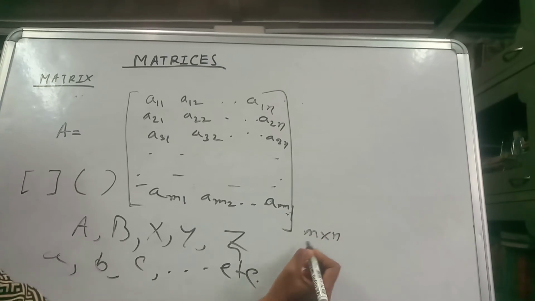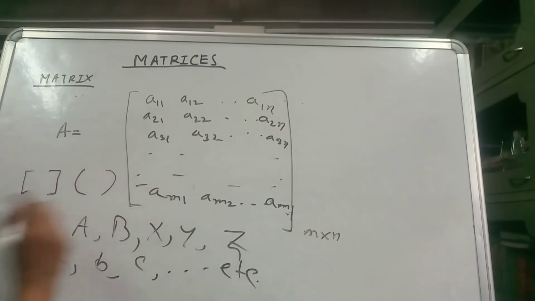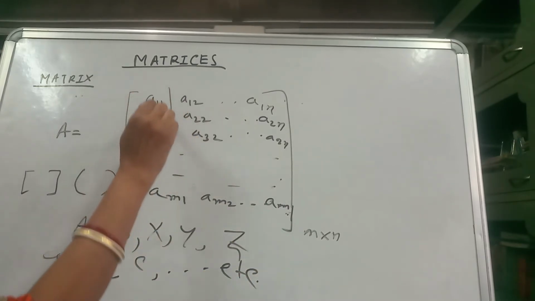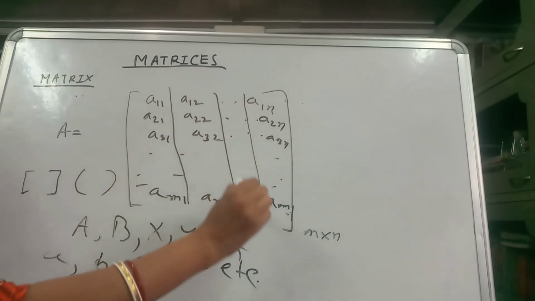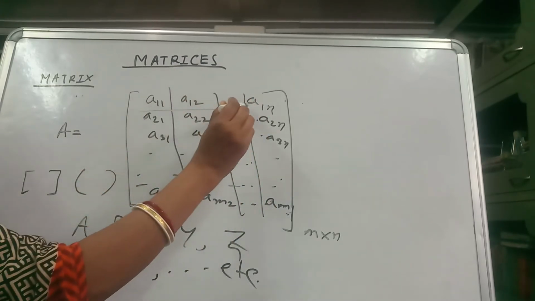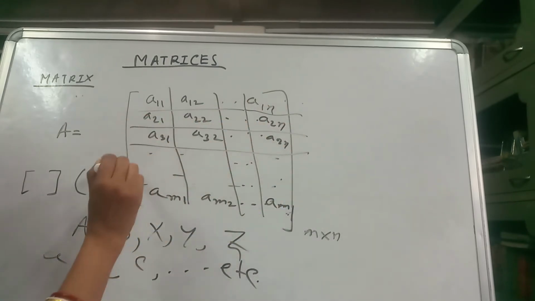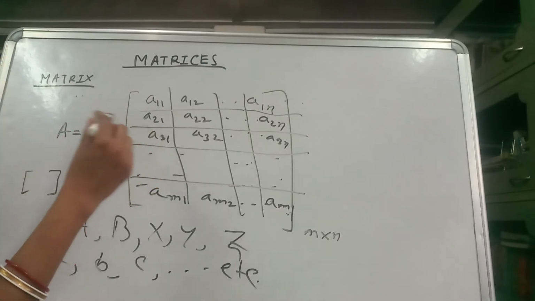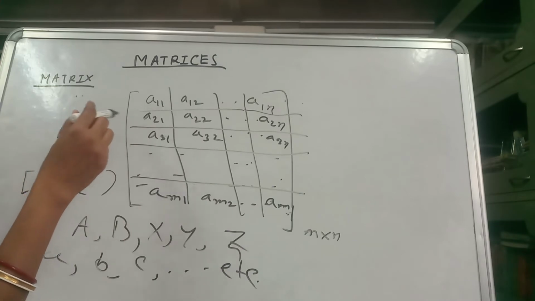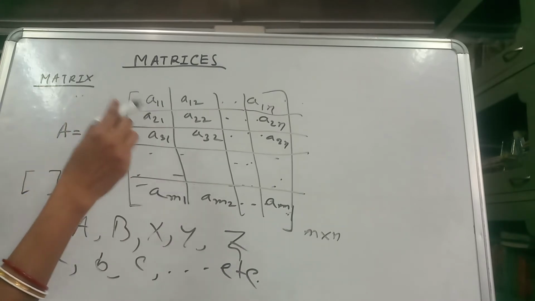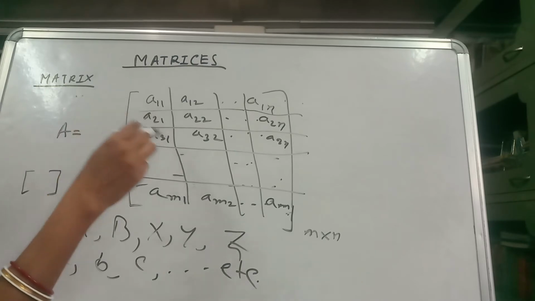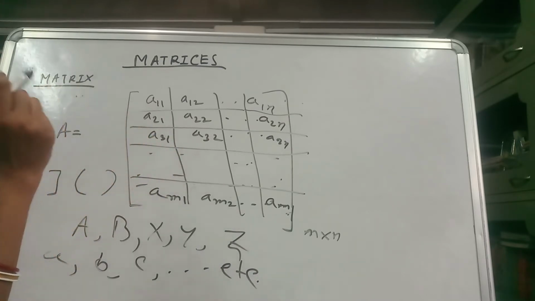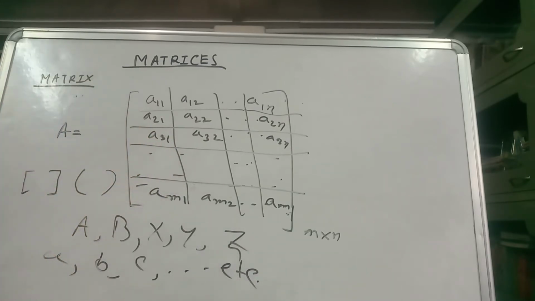The order of the matrix is written in this way: m cross n or m by n, where m is the number of rows of the matrix and n is the number of columns of the matrix. You see, these are our columns of the matrix, and these are our rows of the matrix. The horizontal lines denote the rows of the matrix, and the vertical lines are the columns of the matrix. So this is the fundamental definition of the matrix.